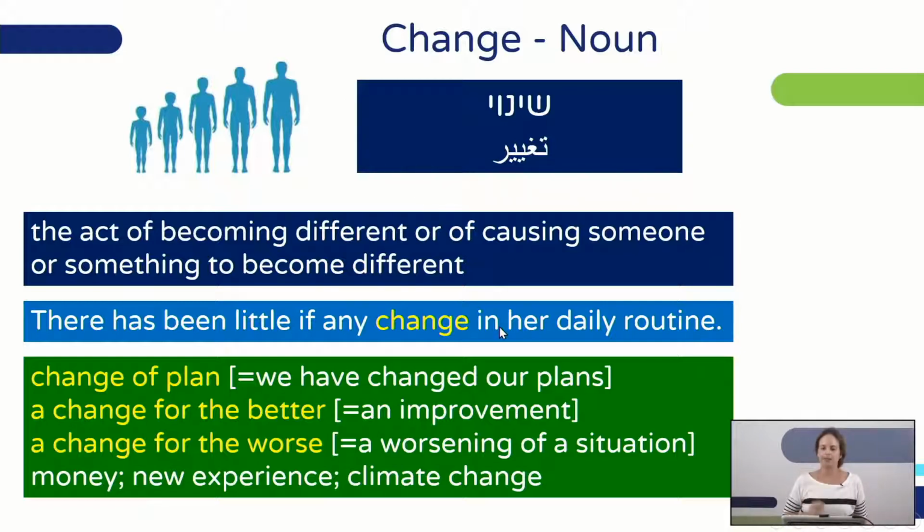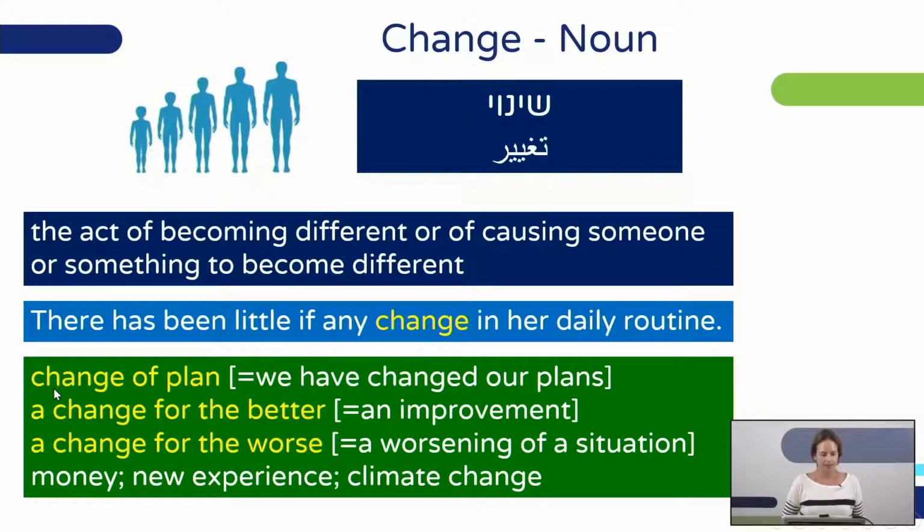In English, the definition is the act of becoming different or of causing someone or something to become different. An example sentence would be, there has been little, if any, change in her daily routine. Okay, so in other words, her daily routine is always the same. She hasn't changed it at all, no change.